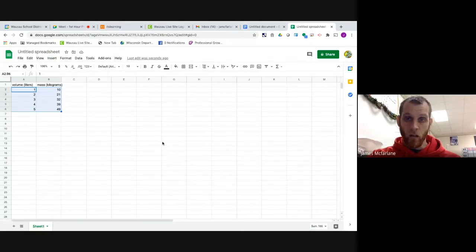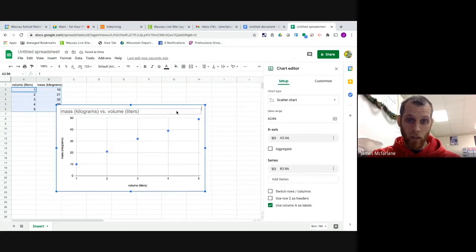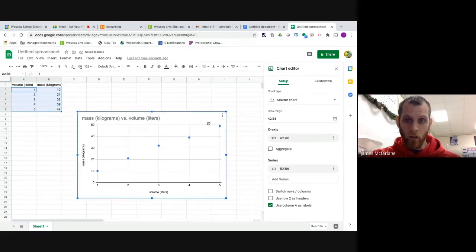And then it gives you a chart. Look at that. It gives you a chart. You can move this chart around. It has the dots. It has the axes labeled, so volume in liters, mass in kilograms. It has a title. Nice. All good things. Now I'm going to go to Customize.